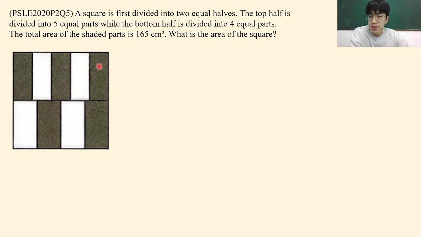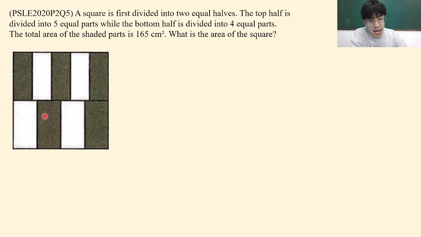We know that the total area of the shaded part is 165, and we know that this square has been split into two equal halves, top and bottom. Now, we see that this shaded part in the top half consists of 3 units. There are a total of 5 units in this top half, while 3 units are shaded.